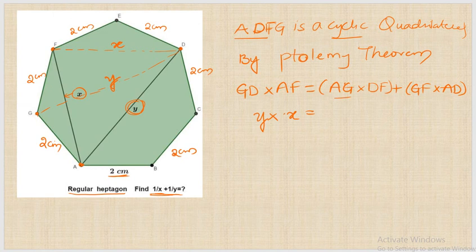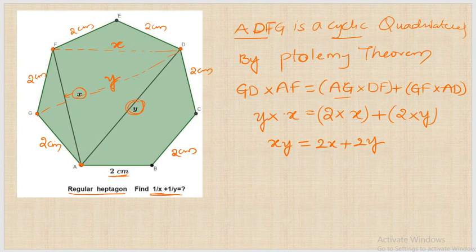So AG into DF is 2 into x, plus GF, which is 2 centimeters, into AD, which is y. So on the left-hand side you have xy equal to 2x plus 2y.